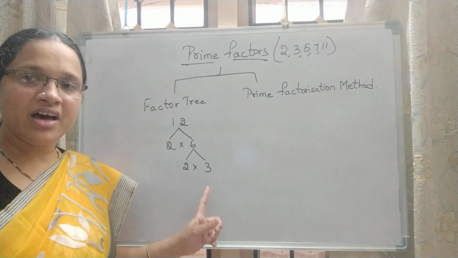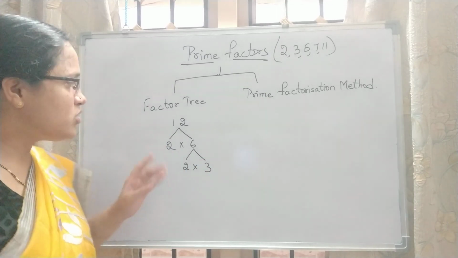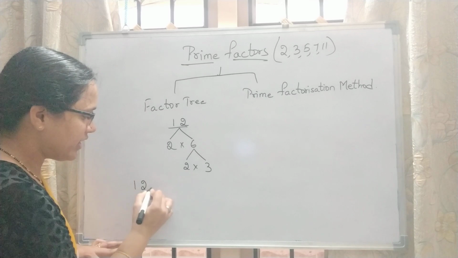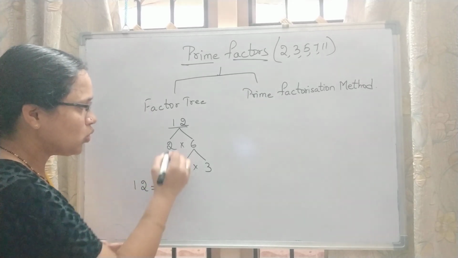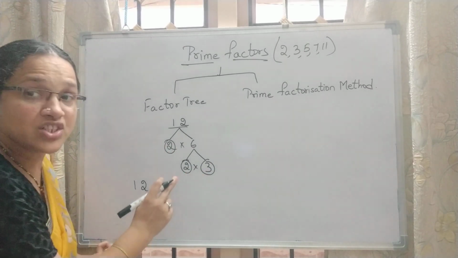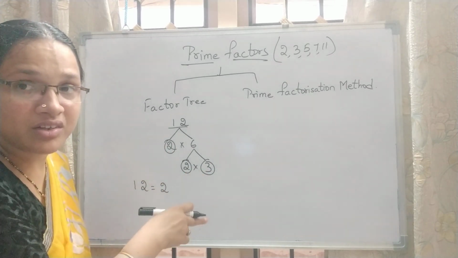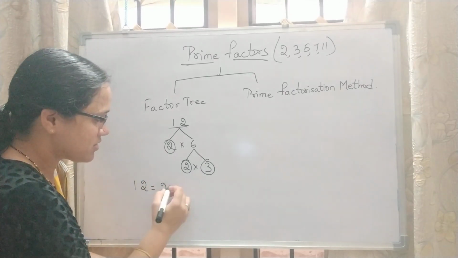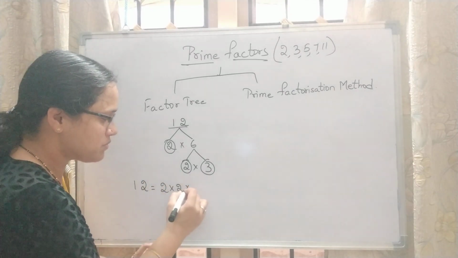So, 2 3s are 6. Now see how you will read this 12. How to write the factors. That means how you will read the 12 is 2 times of, see I am circling the last ones which are not repeated, which are not segregated after. After that you have not segregated them. So they are all prime numbers. So 2 times of 3.